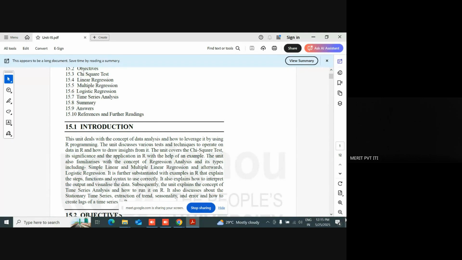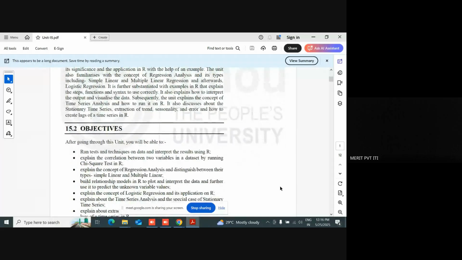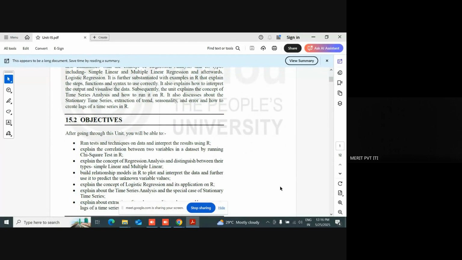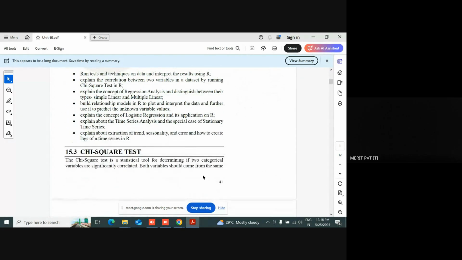So the unit deals with the concept of data analysis and how to leverage R programming. With the help of an example, the unit also familiarizes with the concept of regression analysis, its types including simple linear, multiple linear, and afterwards logistic regression. It also deals with time series analysis and all that. So these are the chi-square test and all these statistical things which you have studied.